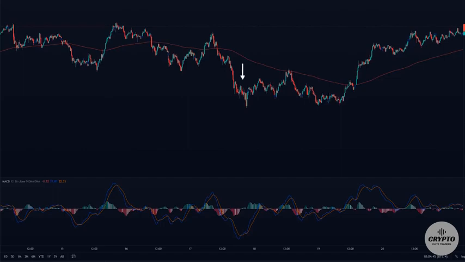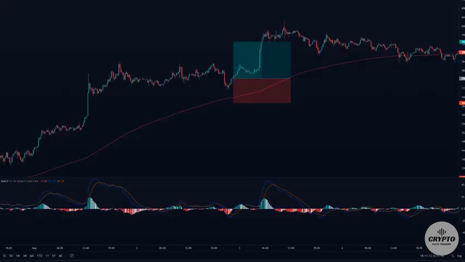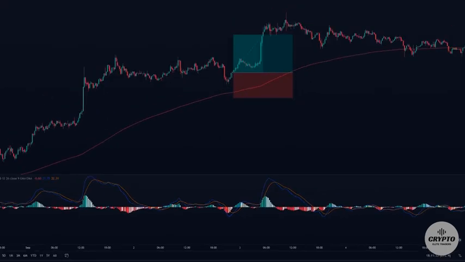So make sure the price is below the 200-day moving average and the MACD lines are crossing downward above the zero line. As an example, we would want to enter a long trade right here because the MACD lines are crossing upwards below the zero line and the current price is above the 200-day moving average.